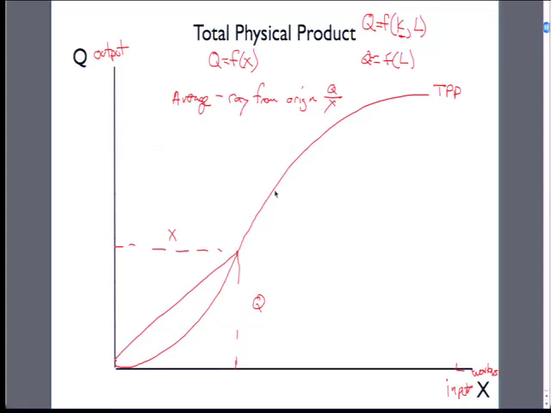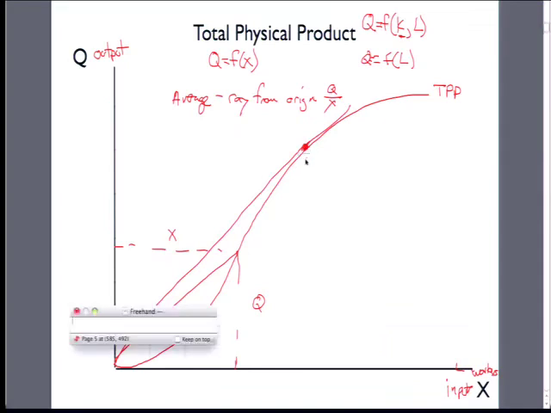So if we draw this line to any point, one thing we can think about is the highest point this line is going to get is right about there. That's the highest as the ray is shifting up. So this point here would be the highest point that the average physical product gets to, that our inputs are yielding the greatest amount per unit at this point. And we can graph that.